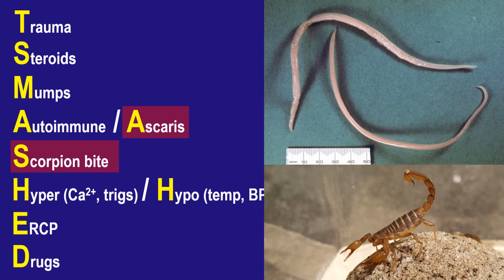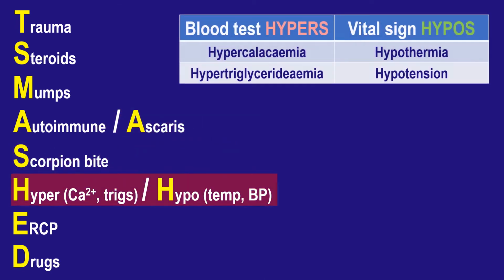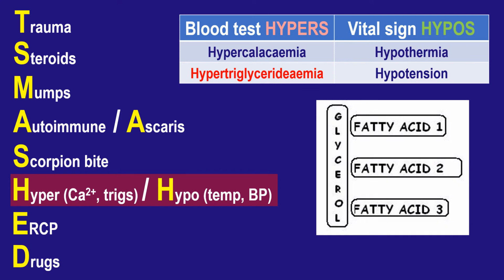H is for the two blood test hypers, hypercalcemia and hypertriglyceridemia, as well as the two vital sign hypos, hypothermia and hypotension, by way of ischemia to the pancreas. Hypertriglyceridemia is becoming an important but easily missed cause, being the next most common cause after gallstones and alcohol, and usually only develops with markedly elevated serum triglyceride levels above 1,000 mg per deciliter.